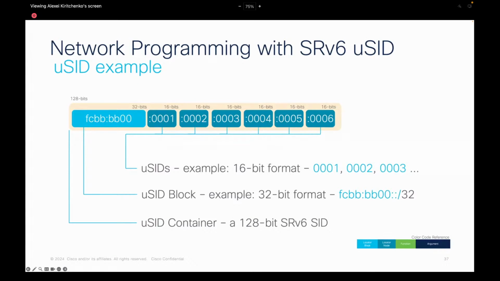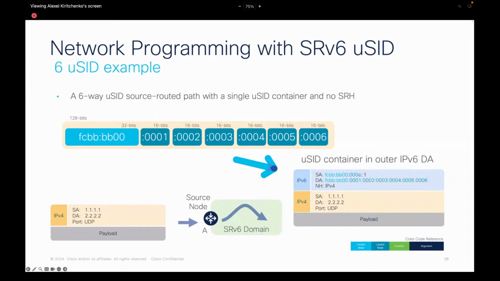Here we can see an example of microseed. So a microseed container with a 120-bit SRv6 seed. We have a 32-bit locator block, FCBB:BB00/32 in this example, and a list of 16-bit microseeds. This slide shows a 6-way microseed source-routed path with a single microseed container. We can see the entire path is fed into 128 bits and no storage is required.